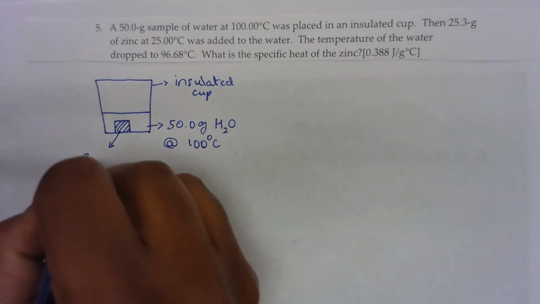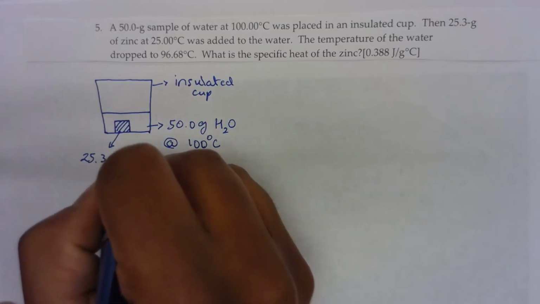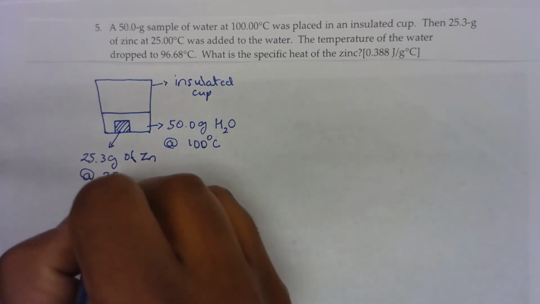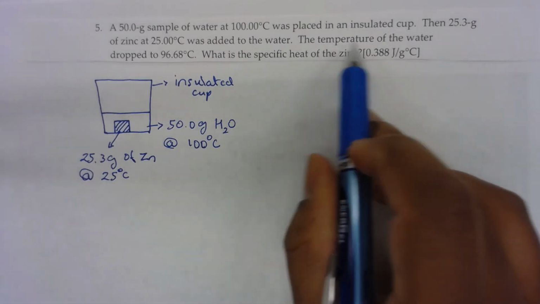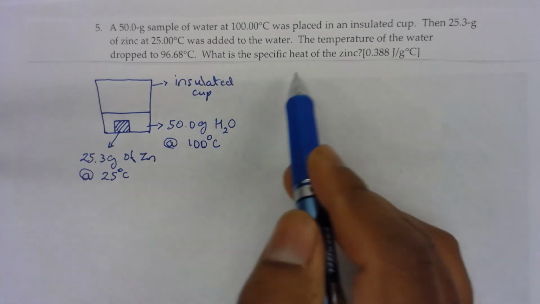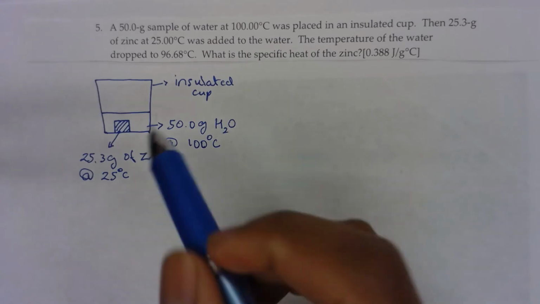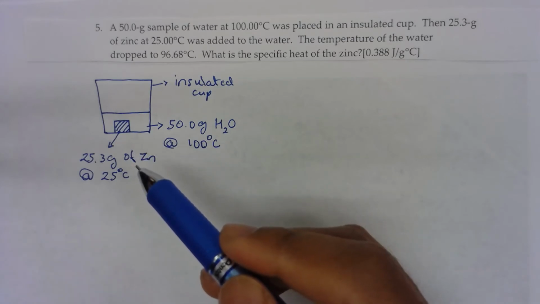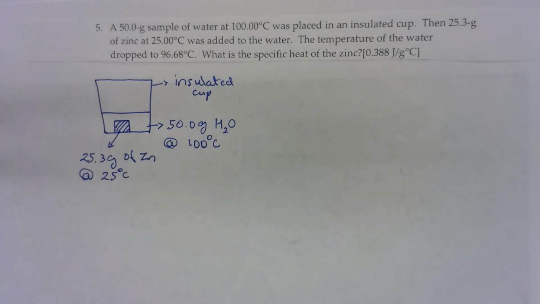So we'll label this as 25.3 grams of zinc, and this is at 25 Celsius. The temperature of water dropped to 96.68 degrees Celsius. What is the specific heat of zinc? Now, in this problem, you have two different materials, right? You have water, which is at a different temperature, and you have zinc, which is also at a different temperature.